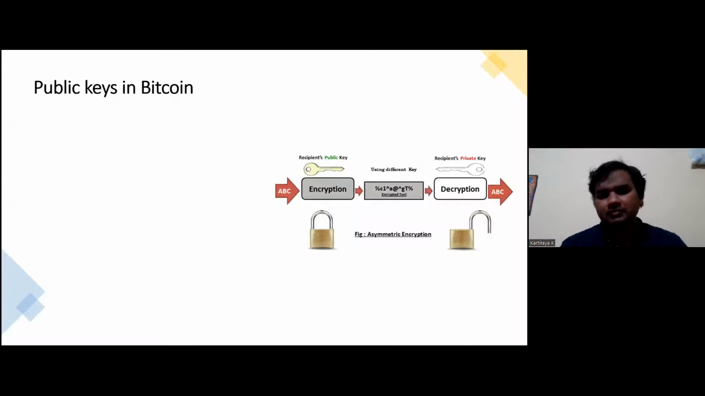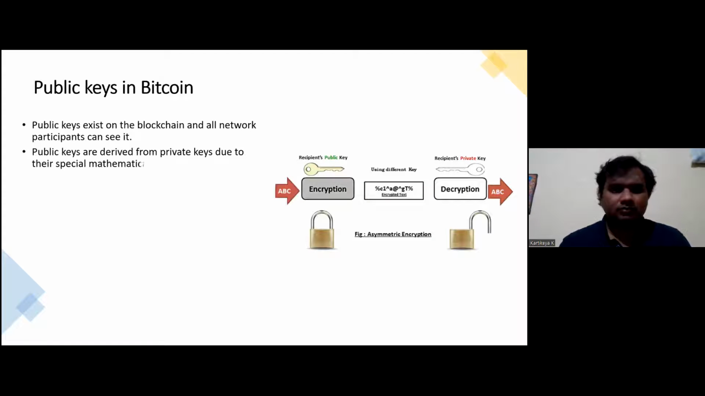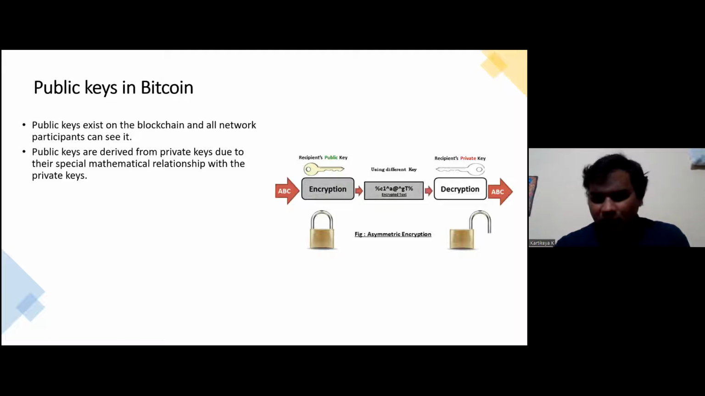Public keys in Bitcoin. Public keys exist on the blockchain and all network participants can see them. Public keys are derived from the private keys due to their special mathematical relationship with the private keys. That means here we have an asymmetric encryption, right? If we give the recipient's private key, we'll get the public key. Here we need to focus on this word asymmetric. Asymmetric means basically here we have two keys, public key and private key.